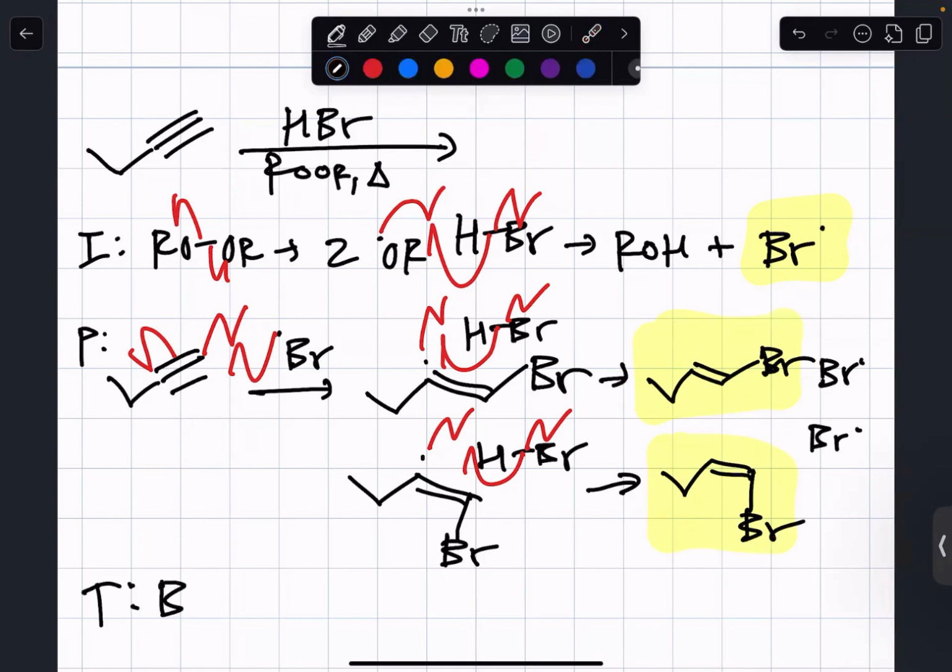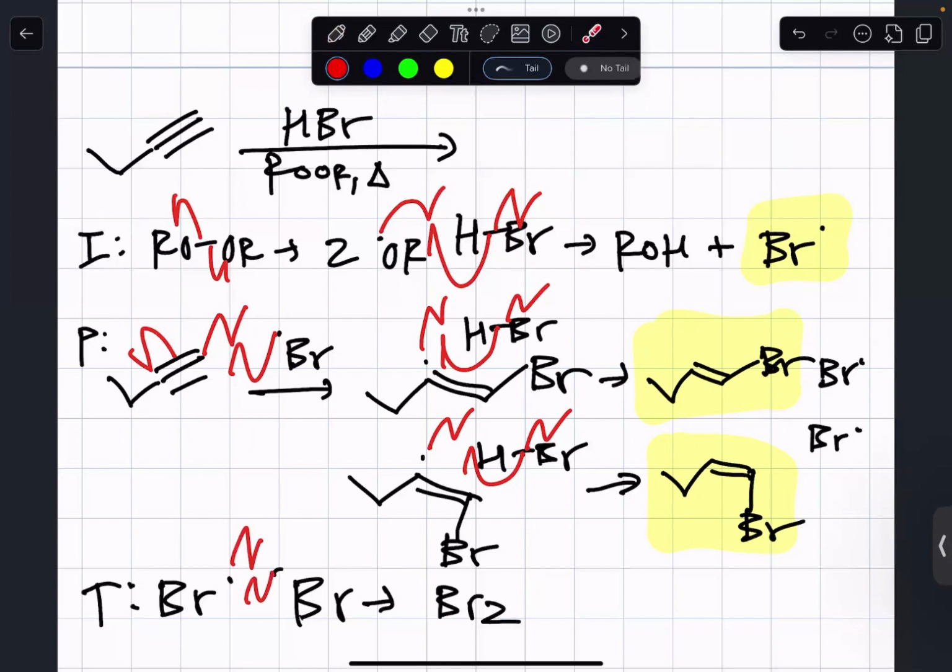Termination, I don't know if he wants it in the mechanism, but it's just any combination of radicals to combine and end the radical chain, right? Any combination of two radicals. He said in class, he wants trans for terminal and both products for internal. Oh, okay. He said that he'll give credit for trans and cis for terminal on PSO. Okay. He said trans for terminal.